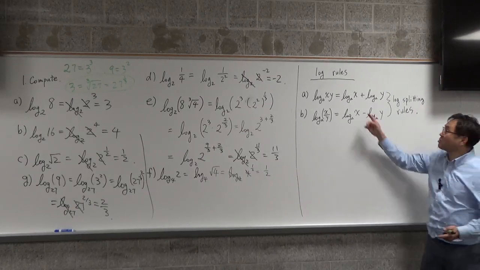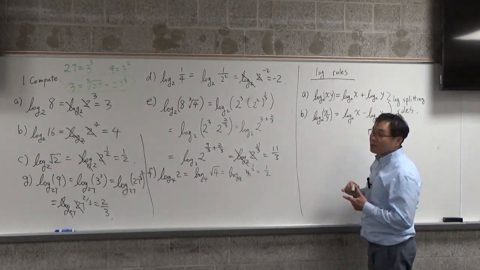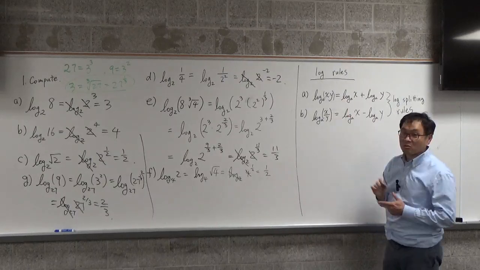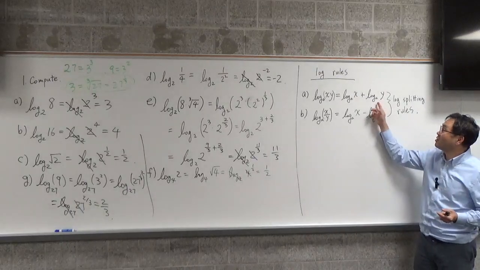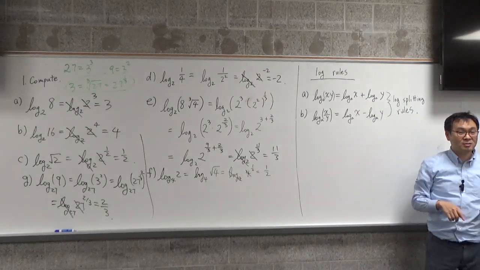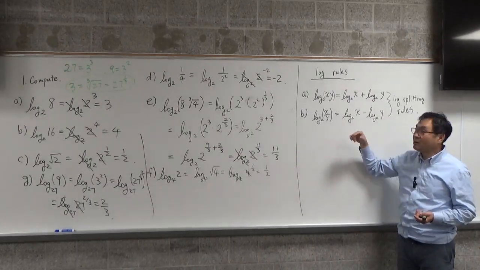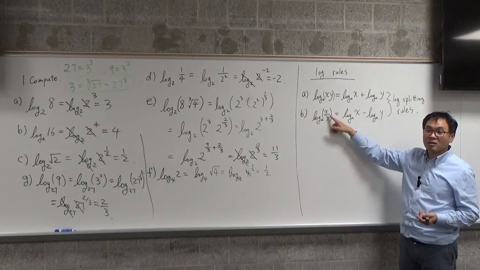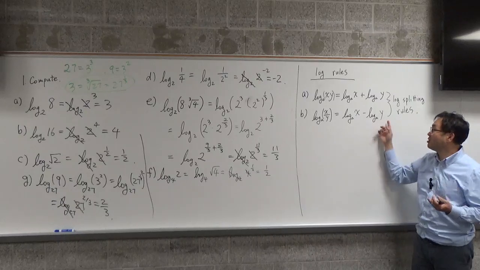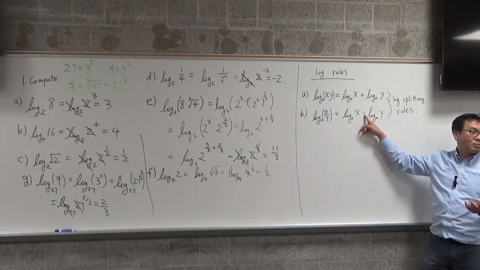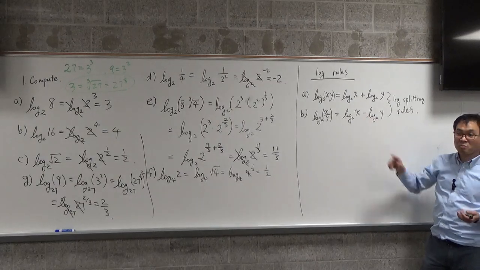Because if you look at what it's saying, if you have a multiplication inside the log, a multiplication between these two, then I can split that single log into two pieces of log with an addition. That's what the first rule is saying. And the second rule is saying that if you have a division inside the log, then you can split this single log into two pieces of log with a minus between them. That's what the second rule is saying. Okay, so that's what I call the log splitting rule.